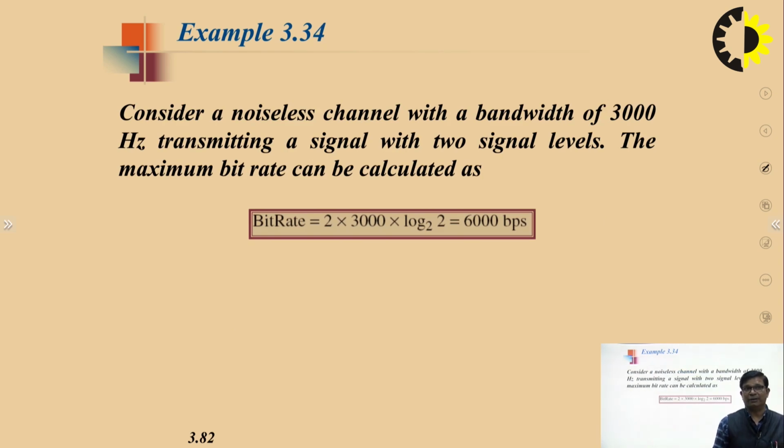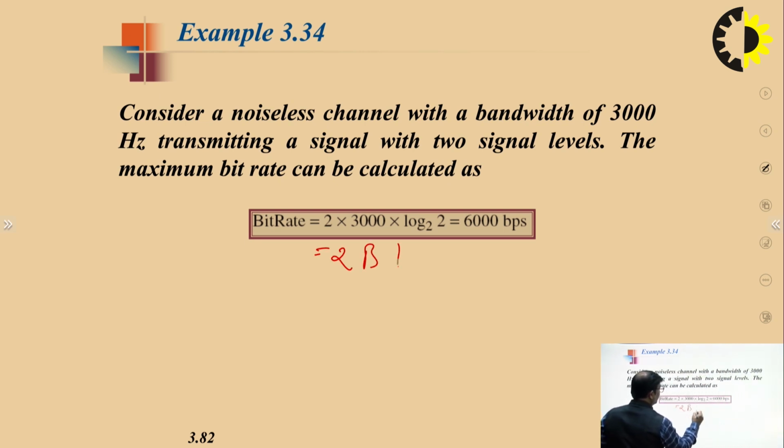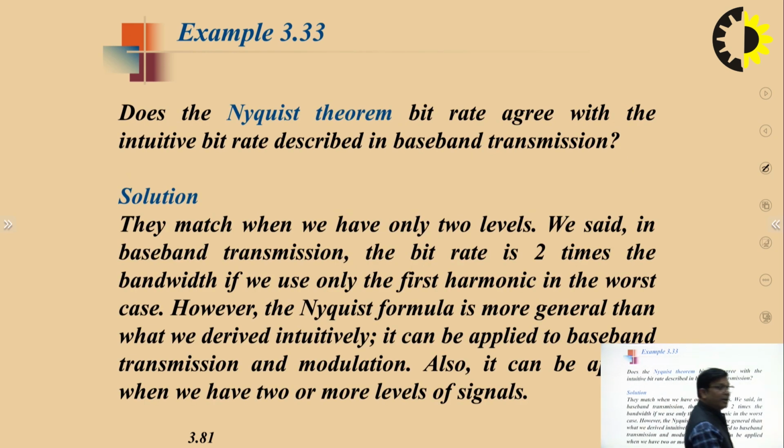Consider a noiseless channel with a bandwidth of 3000 Hz transmitting a signal with two signal levels. The maximum bit rate can be calculated with this formula: bit rate equals 2 × B × log2 L, that is, 2 into bandwidth into log base 2 of L, where L is the number of levels. In this question, the bandwidth is 3000 Hz, transmitting a signal with two levels, so L is 2, and we put the values in the formula. This is the Nyquist theorem formula.